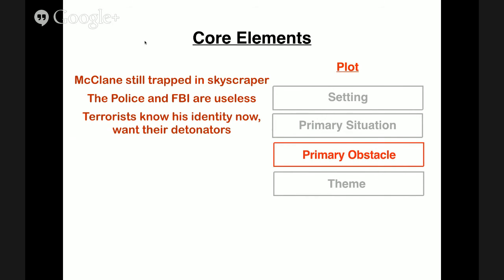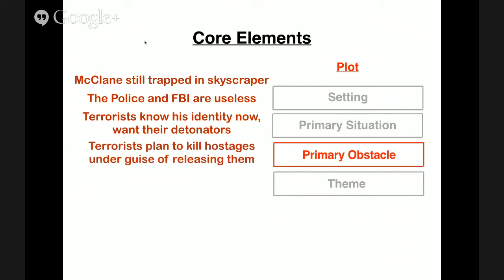And the fact that he has their detonators, and he knows that they want their detonators, he finds out that their plan is to blow the whole roof of the building, which is a pretty substantial primary obstacle, because in that process, they're going to kill the hostages under the guise of releasing them to the gullible police and FBI. Okay, so the terrorists are going to pretend that they're going to release the hostages. They're going to blow everybody up. In the confusion of body parts and whatnot, they're going to escape with the bearer bonds, as Hans Gruber reveals in his moment of revelation.